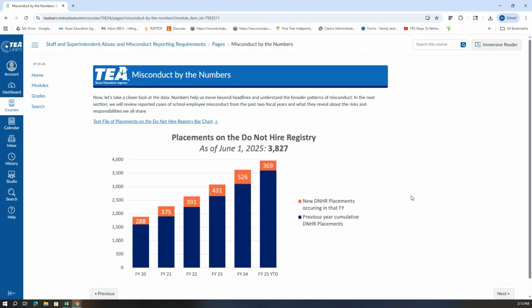Misconduct by the numbers. This graph is showing the number of educators that have been placed on the Do Not Hire registry as of June the 1st of 2025. The number placed on the registry is 3,827.